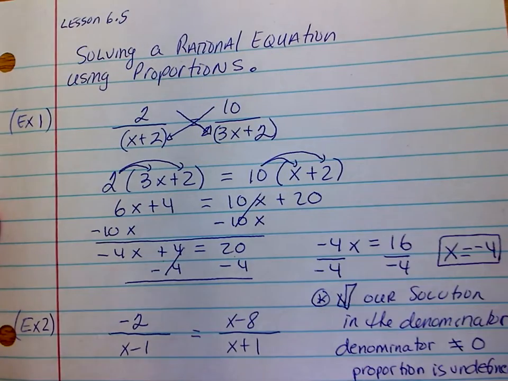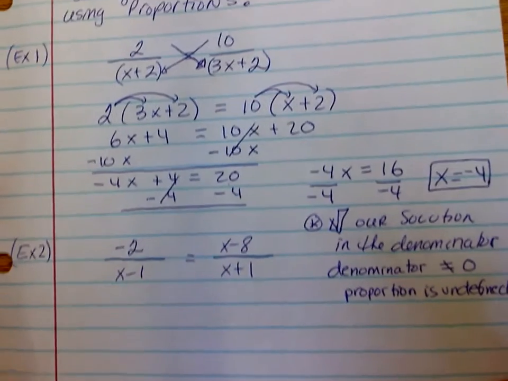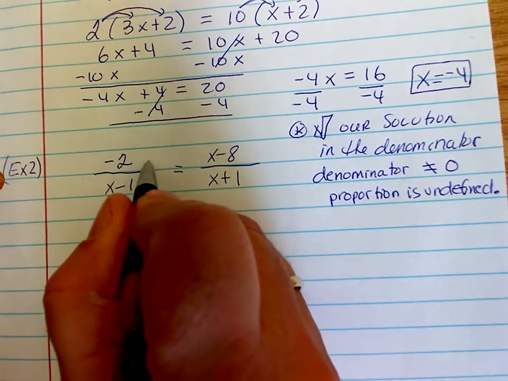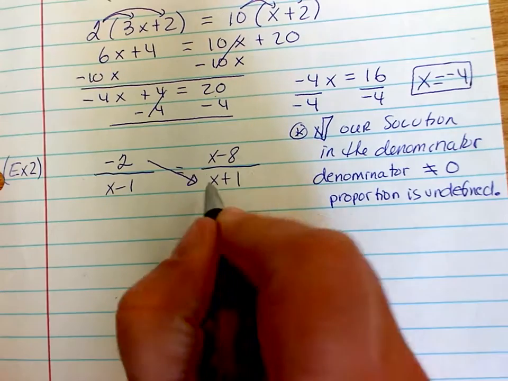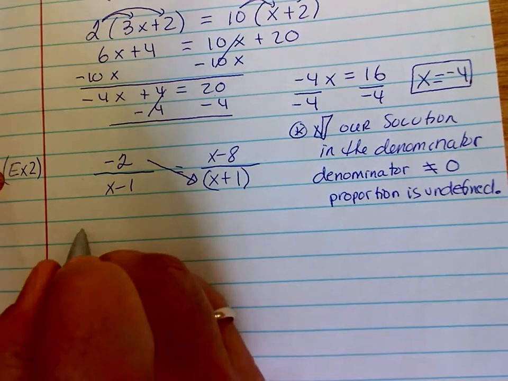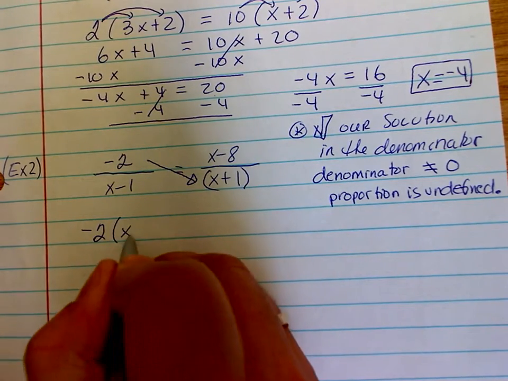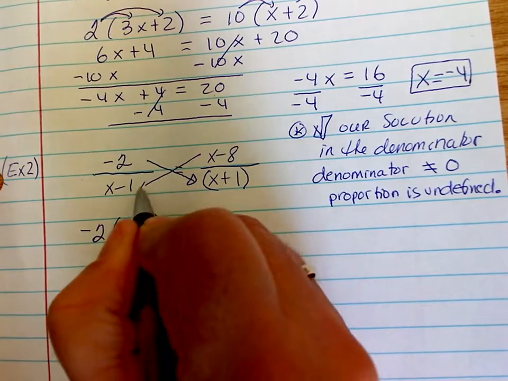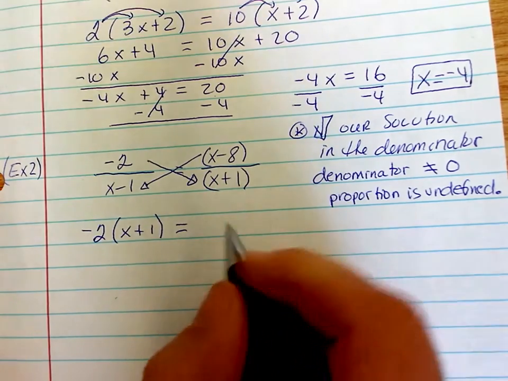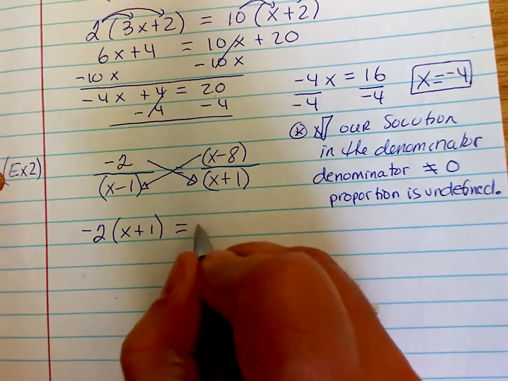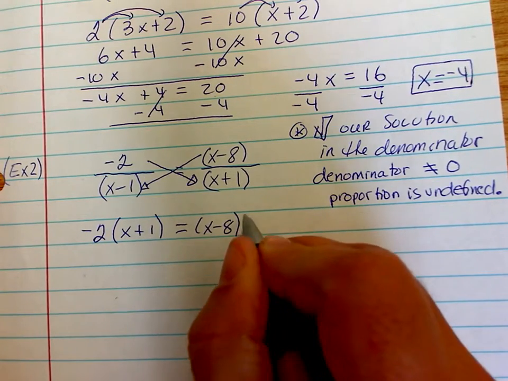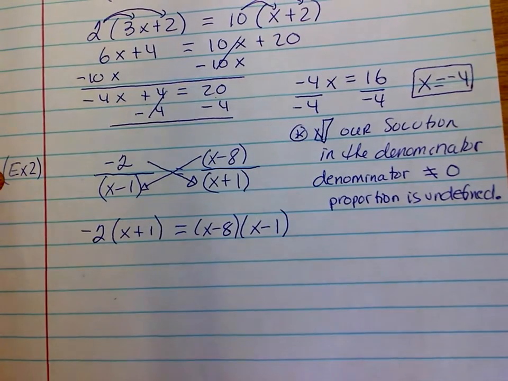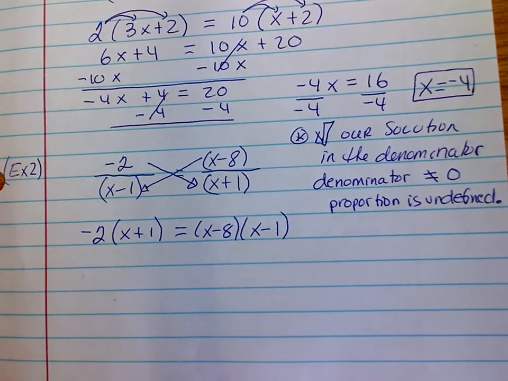In our next example, a similar type, we will now take the cross products of the expression in the numerator, or the number in the numerator, with the expression in the denominator. Once again, negative 2 times x plus 1. And then we'll take the cross product here of x minus 8 times x minus 1. In this example, we will end up with a quadratic type of equation to solve.